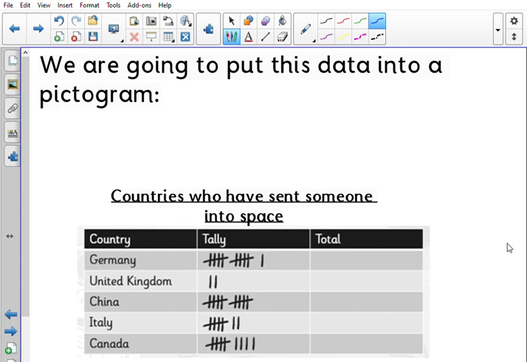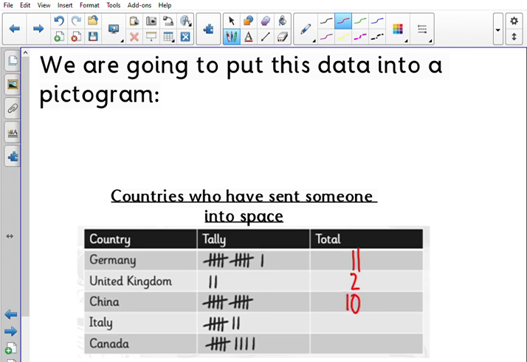Well done. So let's have a look and see the totals for each country and see if you got those correct. So for Germany, Germany has two groups of 5, so we've got 5, 10 and then one more which makes 11. Then the United Kingdom, they have only sent 2 people to space because we've got 2 vertical lines there. China, we've got a group of 5 and another group of 5, and we know that that makes 10.